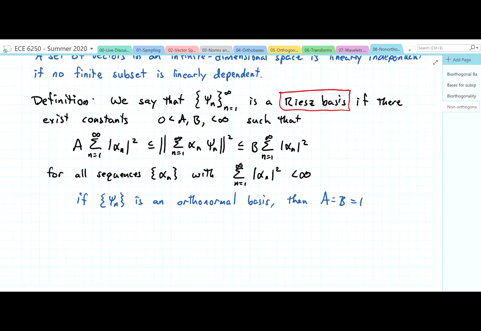So what is this saying? Well, if A equals B equals 1, then we have Parseval's theorem, which basically says that the norm of the sequence squared is equal to the sum of the absolute values of the transform coefficients squared. And so that's beautiful. If we don't have that, then it's possible that in taking our transform we're distorting it in some way. But we may be able to get back with the biorthogonal transform, as we've discussed.